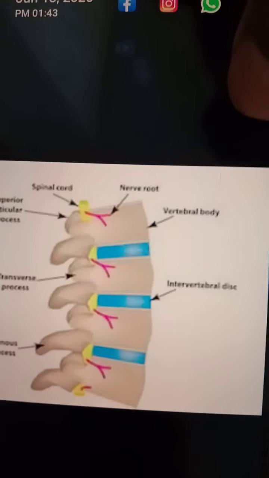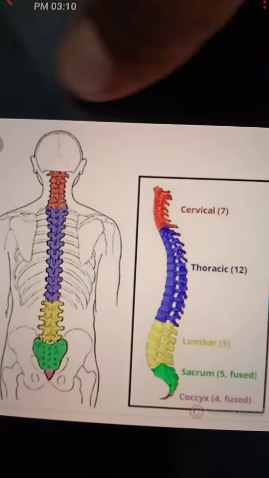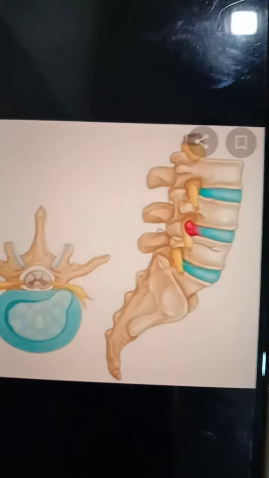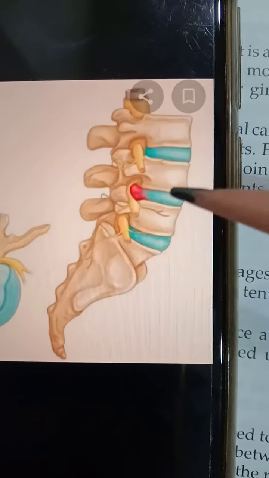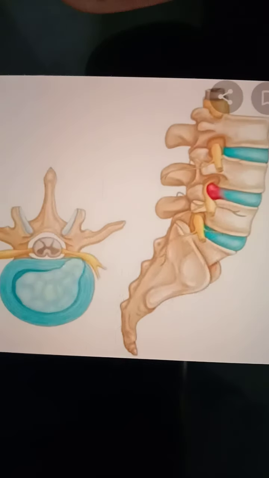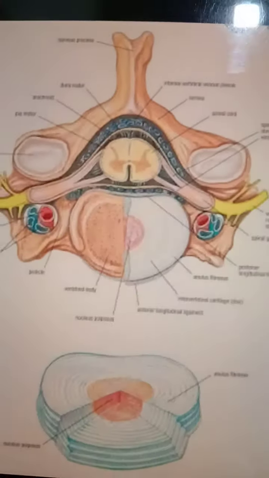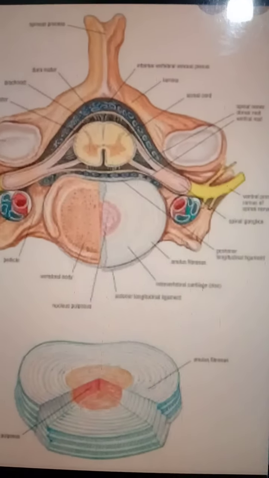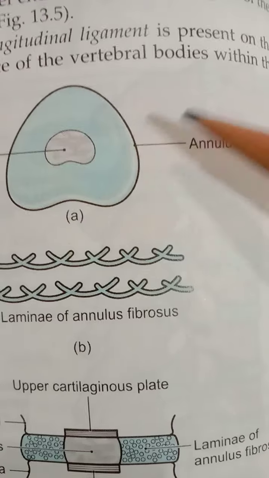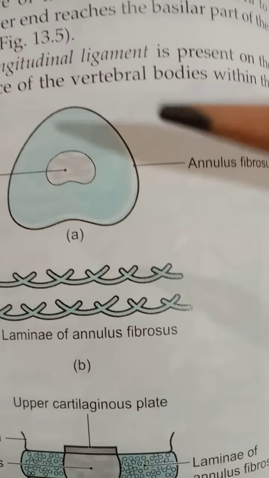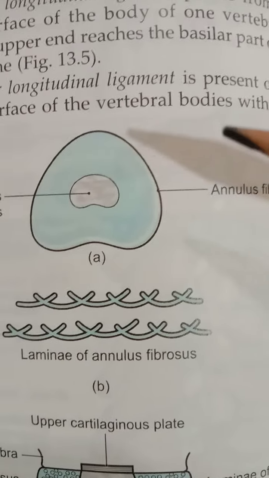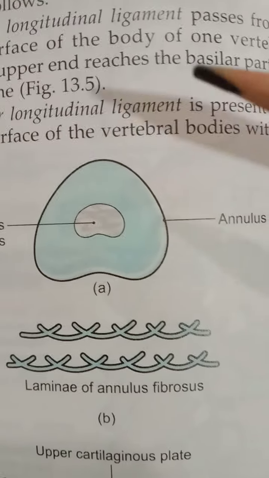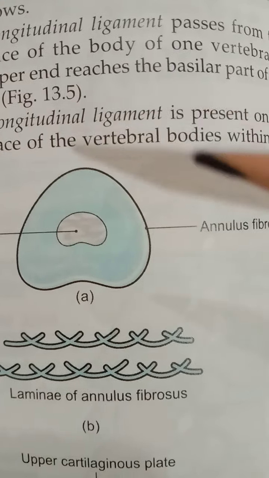So here in another diagram again you can see this one. So here again that is the shape of the intervertebral disc. Their shape corresponds to the vertebral bodies between which they are placed.